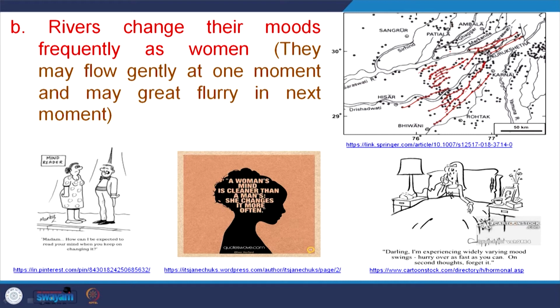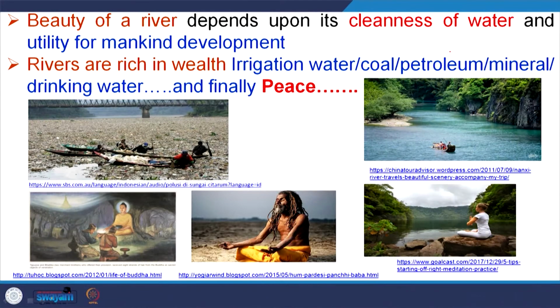Similarly, nowadays also, near the river basins the population is more as compared to other areas. Similarly, near the coast the population is more as compared to other parts. That is why rivers are very important in human life. The beauty of a river depends upon the cleanness of its water and its utility to mankind's development. A river flowing through a barren land without use of its water is of less importance as compared to other parts. Rivers are rich in wealth: irrigation water, coal, petroleum, minerals, drinking water and, finally, peace.